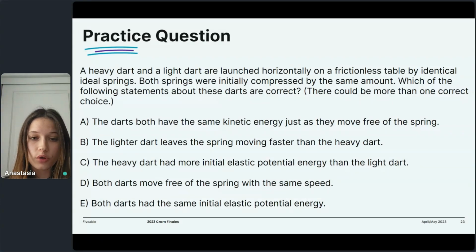E. Both darts had the same initial elastic potential energy. And this is true because, as the problem stated, they both start off with the same amount of compression. So the answer to this problem is going to be A, B, and E.